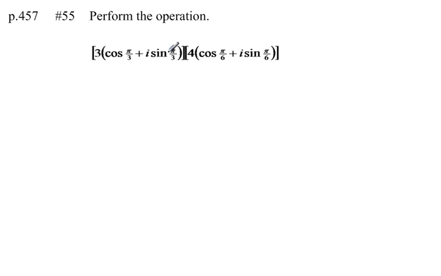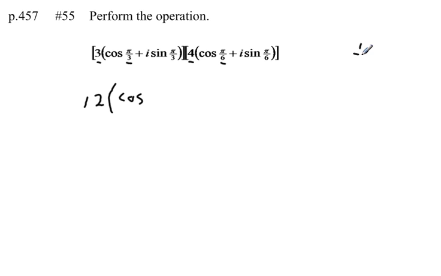What we can do is multiply the r values. So 3 times 4 is going to give us 12 times the cosine of. Now our new angle, our new theta, we can find by adding the two original theta values. So we've got pi over 3 plus pi over 6.